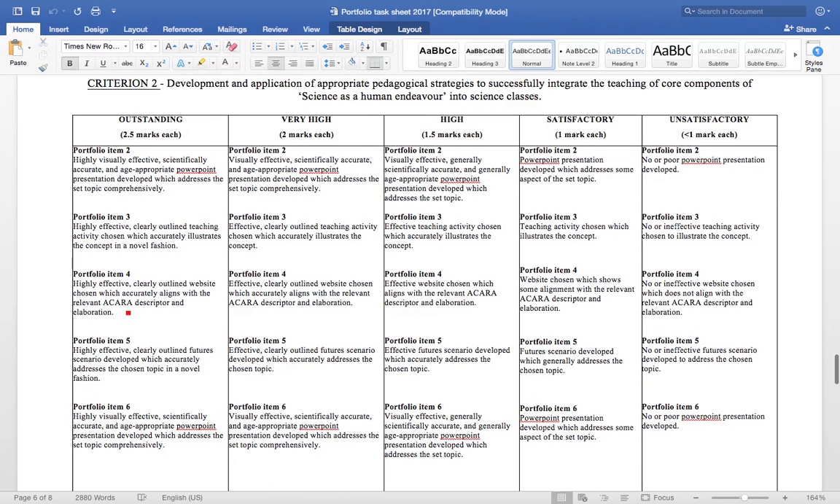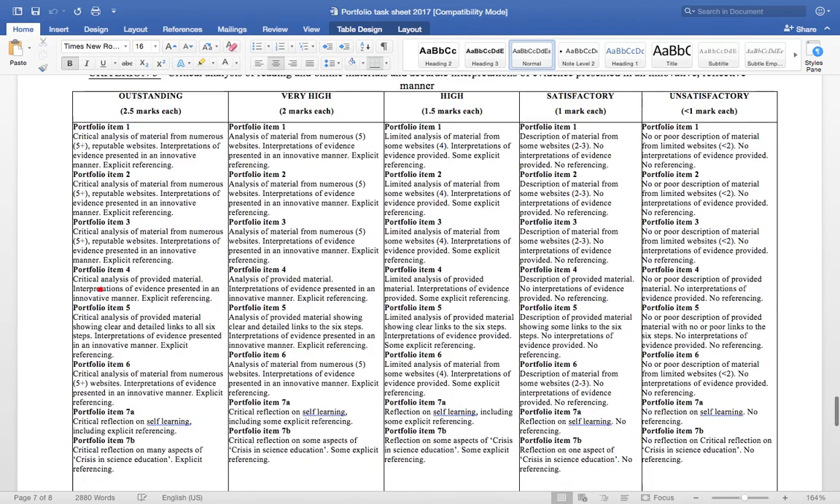Criteria 2, highly effective, clearly outlined website chosen which accurately aligns with the relevant ACARA descriptor and elaboration. All right. And then critical analysis of provided material, interpretations of evidence presented in an innovative manner, explicit referencing. So yes, include the sites that you visited at the end of your article in addition to identifying that particular website that you're going to describe.